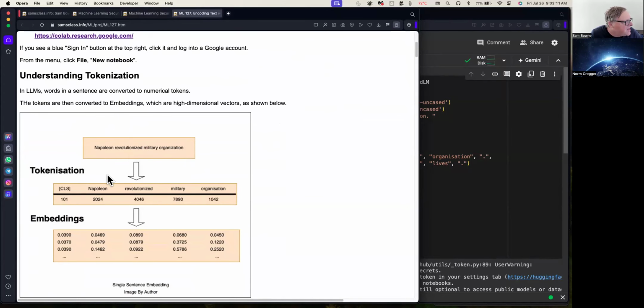So here's what tokenization does. You put in words and it just turns them into tokens, which are just sort of arbitrary numbers to represent them. And you have special tokens, like this one is the start of a sentence. And then you do embeddings to embed them as high dimensional vectors. And these embeddings are actually meaningful. Words with similar meaning have similar vectors, and even the difference between words is preserved.